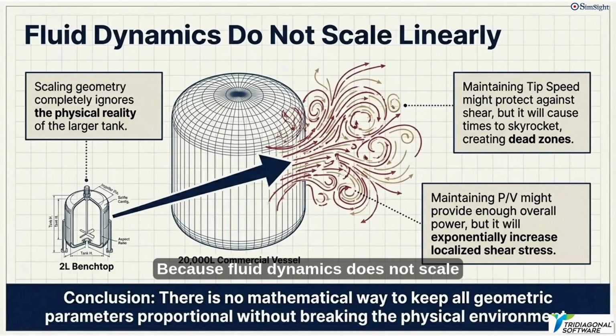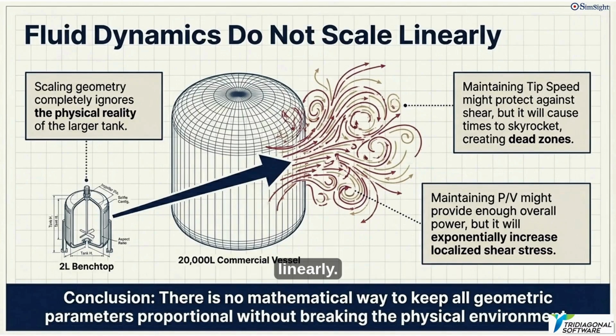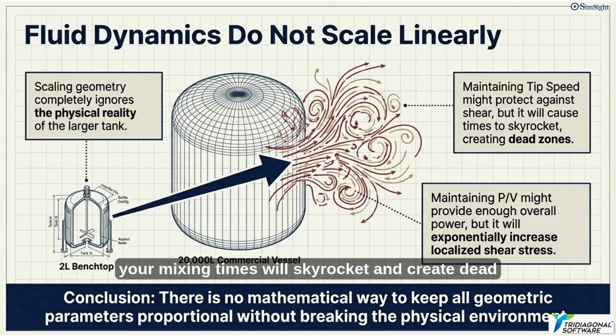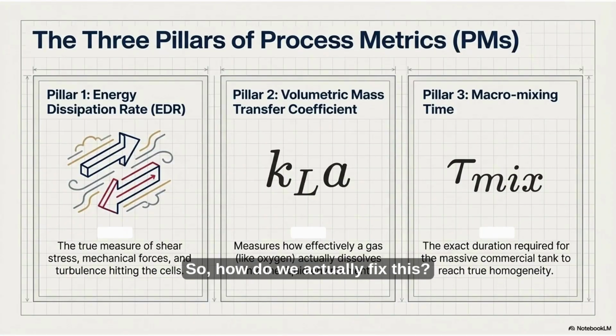Why? Because fluid dynamics does not scale linearly. If you try to maintain tip speed, your mixing times will skyrocket and create dead zones. If you try to maintain P over V, you will cause massive localized shear stress. There is no magical math trick to scale geometry without breaking the physical environment. So, how do we actually fix this?